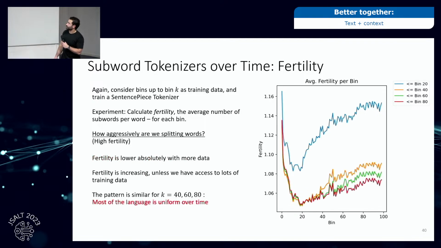And if we look at the bins which had more training data, the fertility does get a lot better, but the difference between bins 40, 60, and 80 is a lot less. And so we can kind of make this claim that most of the language is uniform over time. Once we have training data up to bin 40, the fertility is not much different compared to if we had language data up to bin 80.